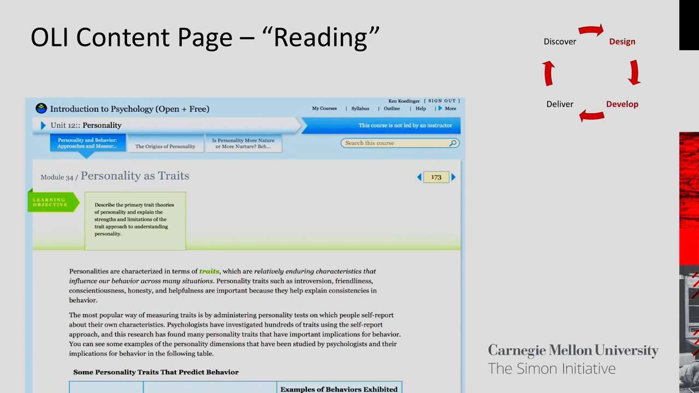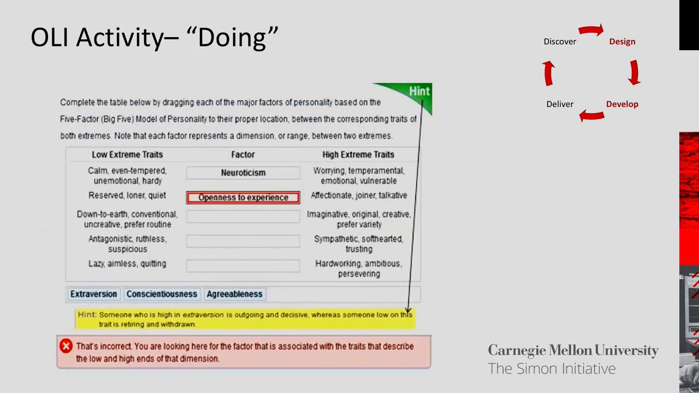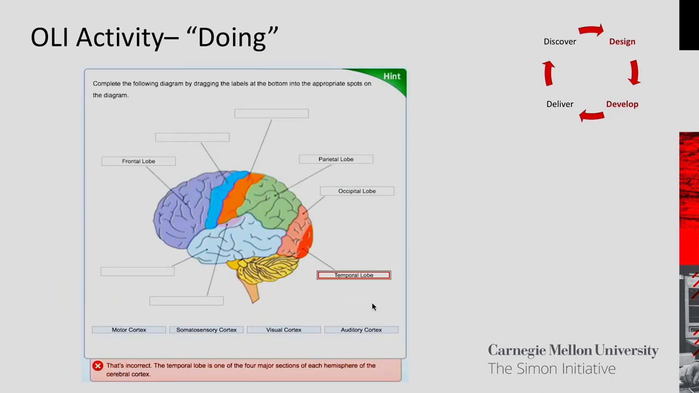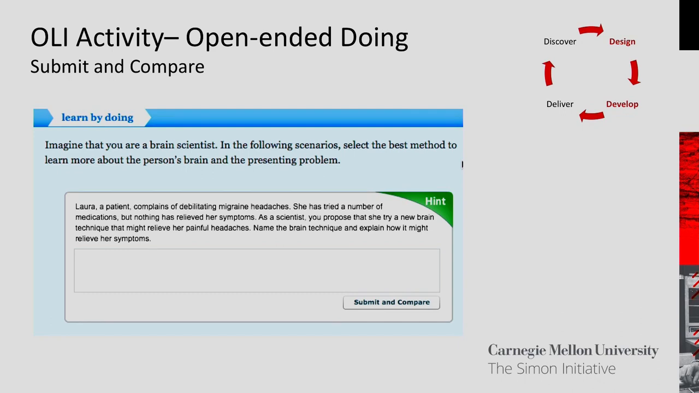So just to expand, you already saw examples from Norm. OLI has a certain structure to it. There are always explicit learning objectives that organize the content on reading pages. These interactive activities have feedback on student responses. Hints are available. Here's another drag and drop unit in this psychology course. There are also open-ended activities. The submit and compare is a nice one. So when the student types in an open-ended response and they submit it, they get to see the instructor or expert answer to this question. So that's a way, without having natural language understanding, to get some open-ended interaction and feedback.